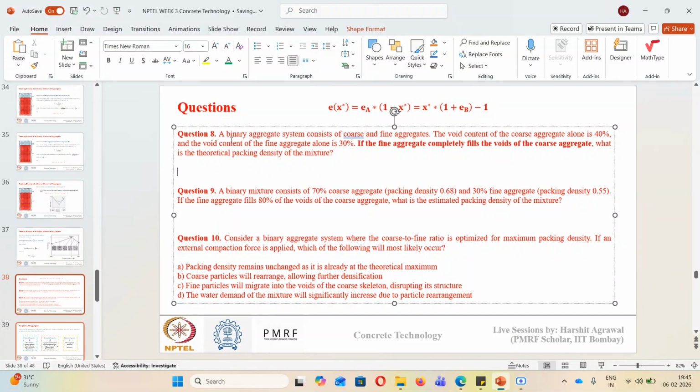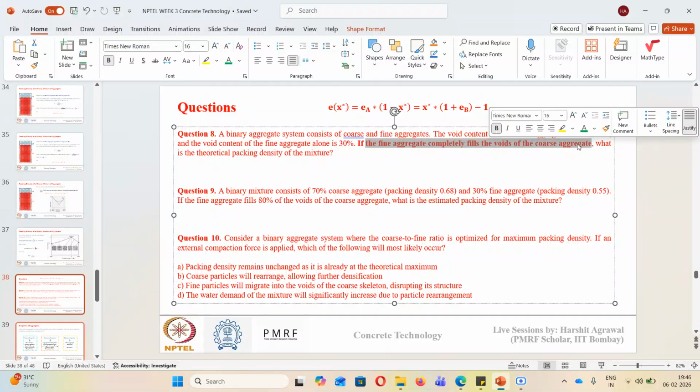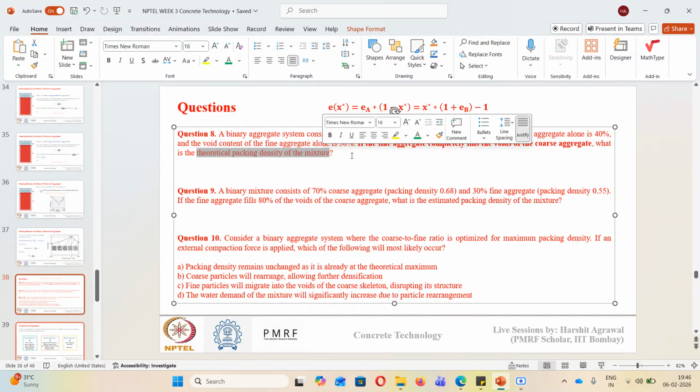In question number 8, we have asked: a binary aggregate system consists of coarse and fine aggregates. We know the void content of coarse aggregate alone, so there is coarse aggregate and I know how much voids are there in it. I know there are fine aggregates and how much voids are there in fine aggregates. In the binary system, if fine aggregates completely fill the void between coarse aggregate, then what is the packing density of the mixture?